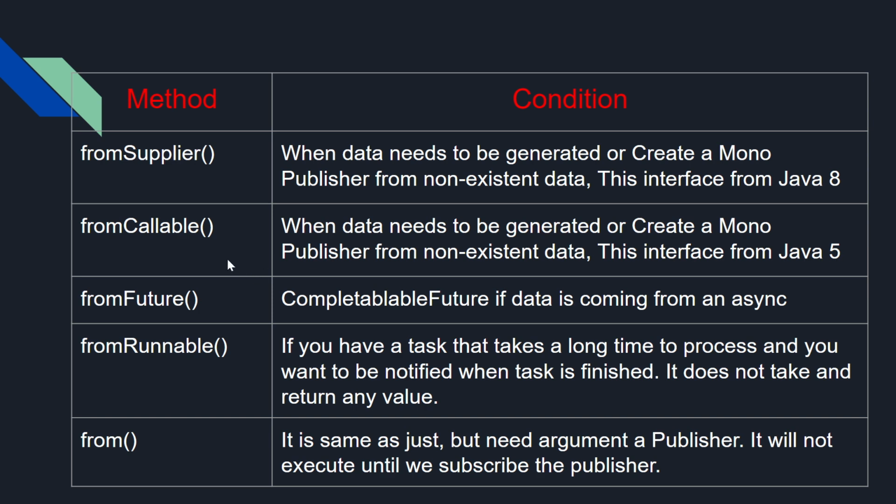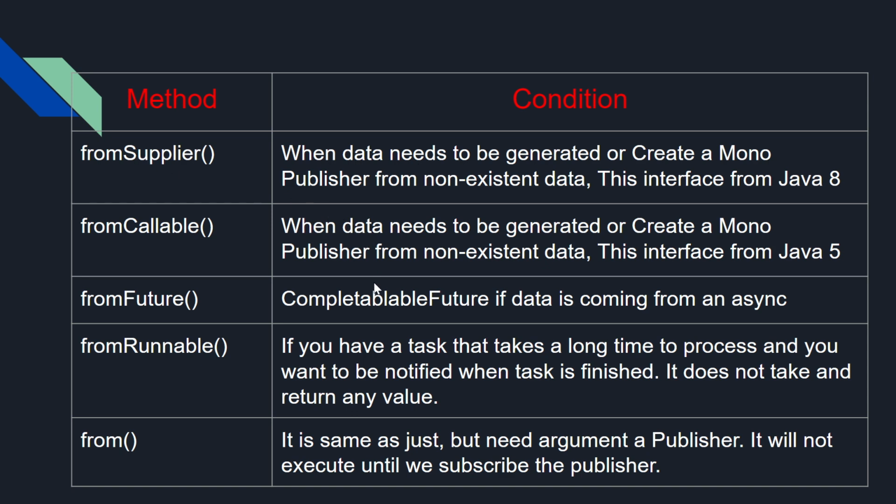Coming to fromCallable, it is the same as fromSupplier. There is no difference. Both are the same. The only difference is that Callable is an interface from Java 5, and Supplier is from Java 8. If you have a case where it returns a Callable interface, which is from Java 5, in that case we can use fromCallable. If it is from Java 8, we can use fromSupplier.